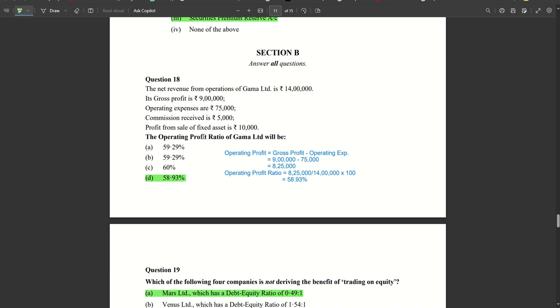Now for operating profit ratio, we need to calculate the operating profit first. Gross profit minus operating expenses. Commission received is not considered as operating. Profit from sale of fixed assets is also not operating. So this won't come. Our operating profit is 8,25,000 and operating profit ratio is 8,25,000 divided by revenue from operations 14 lakhs into 100, so 58.93 is our answer.